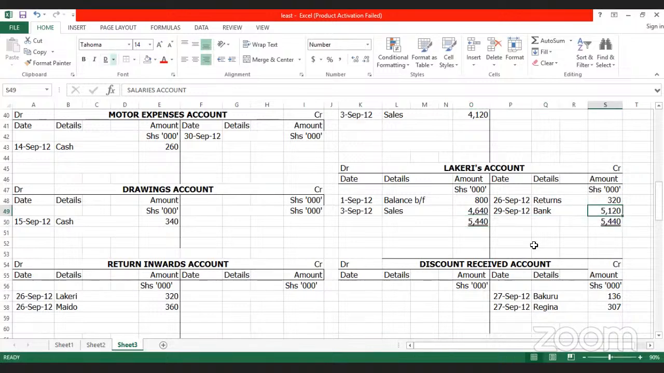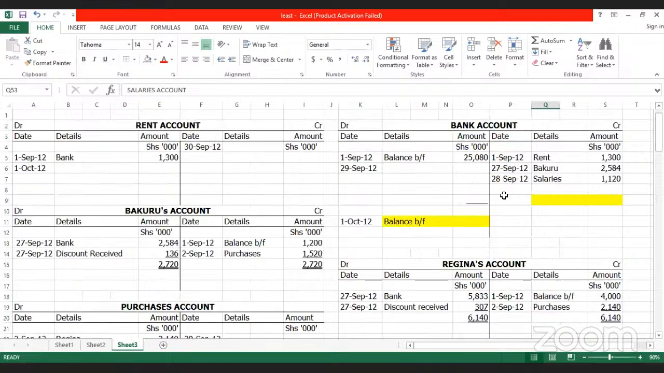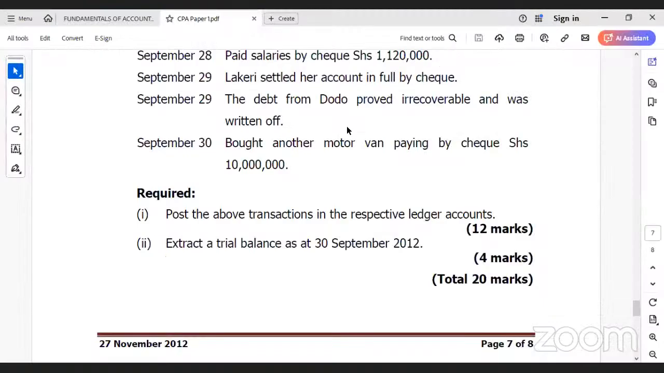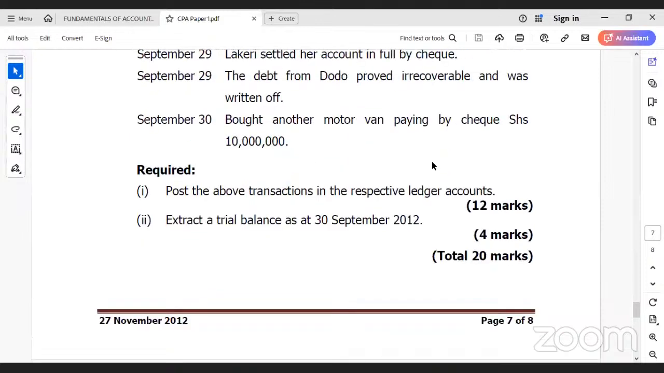Of course, you have to go to the bank account and complete the double entry. Bank will now be debited. 29th September. This is Luckey. 5,120,000. That is the transaction. Then we move. We have two more to go. On 29th, what happened?